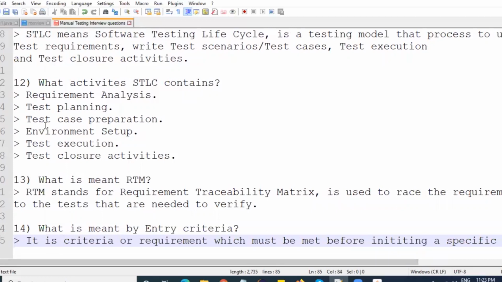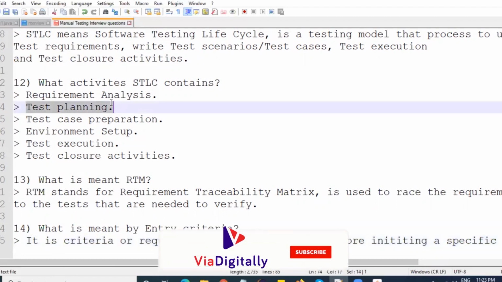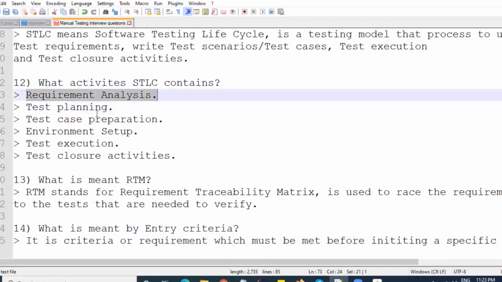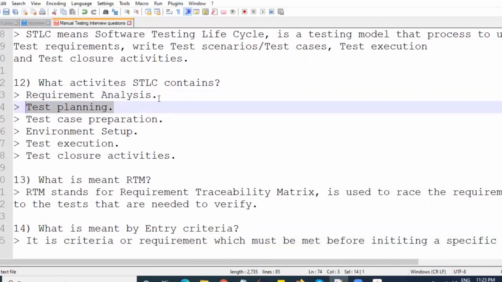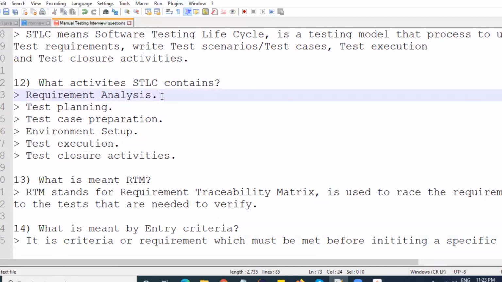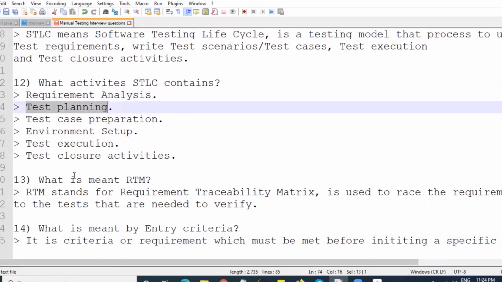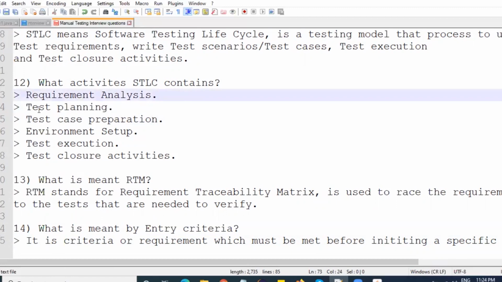Let me give a small example. Whenever we deal with test planning, what is the input here? Once my requirement analysis is completed, I go for test planning. So the output of the test requirement analysis is considered as the input to the test planning. This is the entry criteria: the output of the requirement analysis is the entry to the test planning.